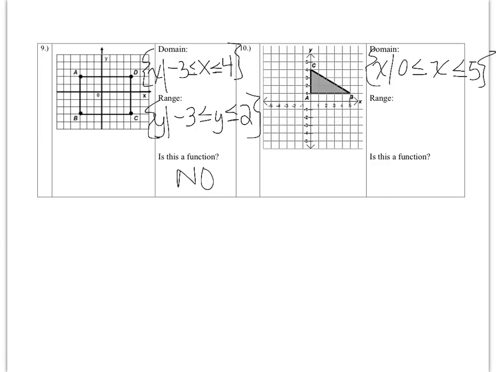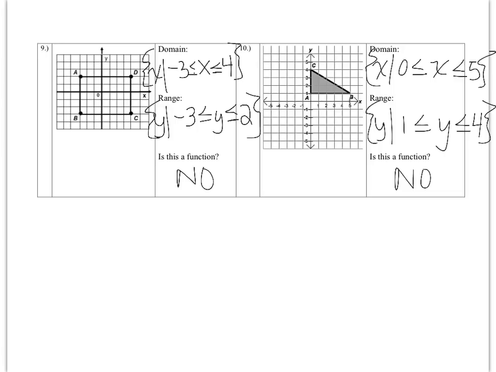And now the range. Looking at the range, how much of the y-axis does it take? So this, the bottom, starts here at 1, and this whole graph goes all the way up to 4. And it never goes below 1 or above 4, so it's covering everything between 1 and 4. So that would be y such that 1 is less than or equal to y, which is less than or equal to 4. And again, this is not a function because it doesn't pass the vertical line test.